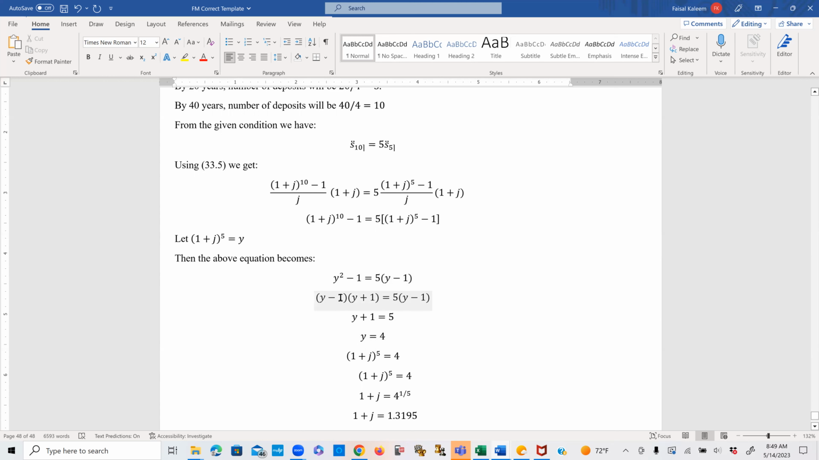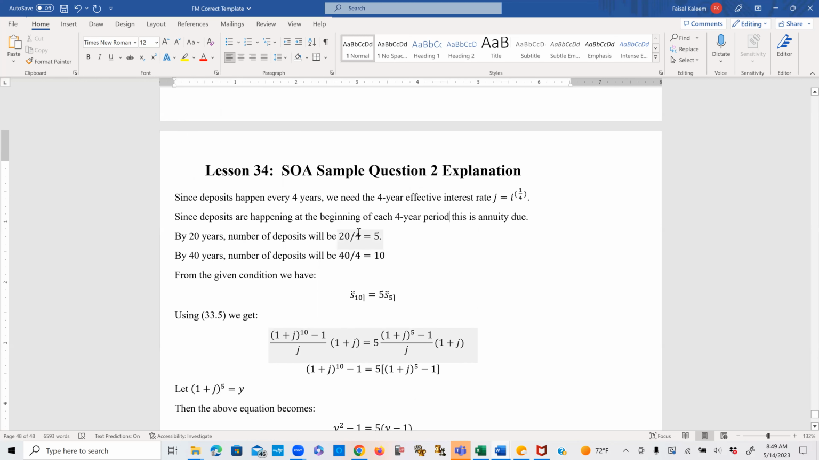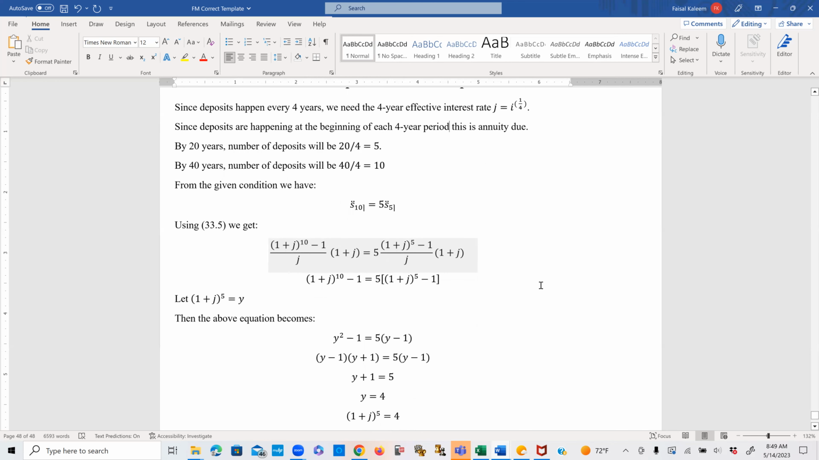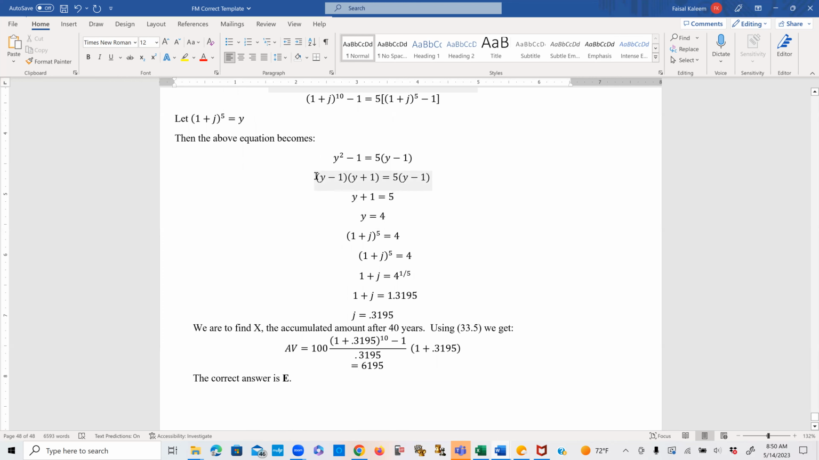So Y minus 1 equals 0 would imply Y equals 1. And that would mean 1 plus J to the 5 equals 1, which corresponds to J equals 0. And we cannot have an interest rate of 0 here, otherwise we cannot have one accumulated value being different from the other. If the interest rate was 0, then the accumulated value would be the same at all times. So we can safely cancel out the Y minus 1 from both sides, and we get Y plus 1 equals 5, so Y equals 4. But Y was 1 plus J to the 5.